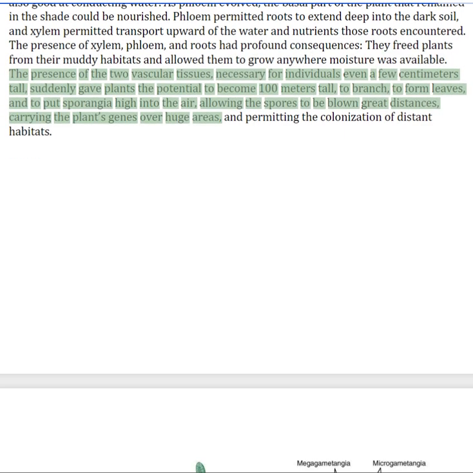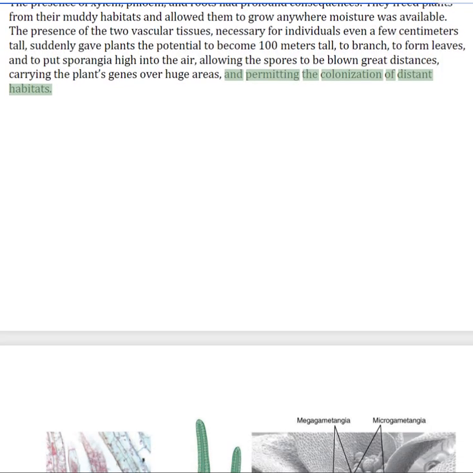The presence of the two vascular tissues, necessary for individuals even a few centimeters tall, suddenly gave plants the potential to become 100 meters tall, to branch, to form leaves, and to put sporangia high into the air, allowing the spores to be blown great distances, carrying the plant's genes over huge areas, and permitting the colonization of distant habitats.